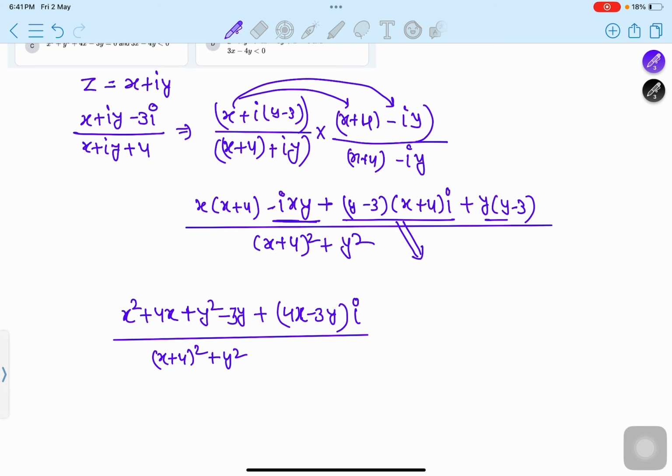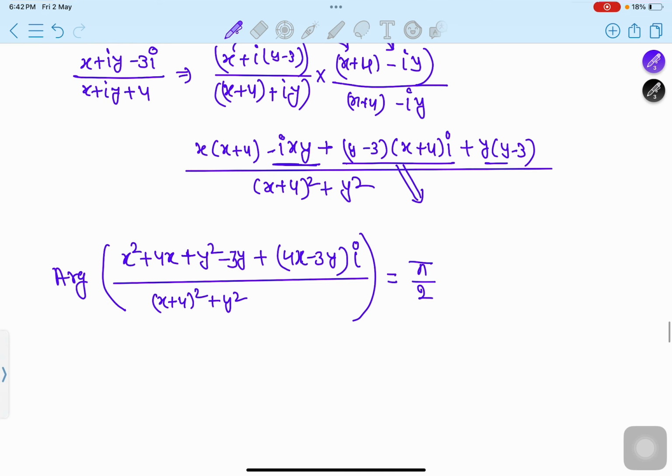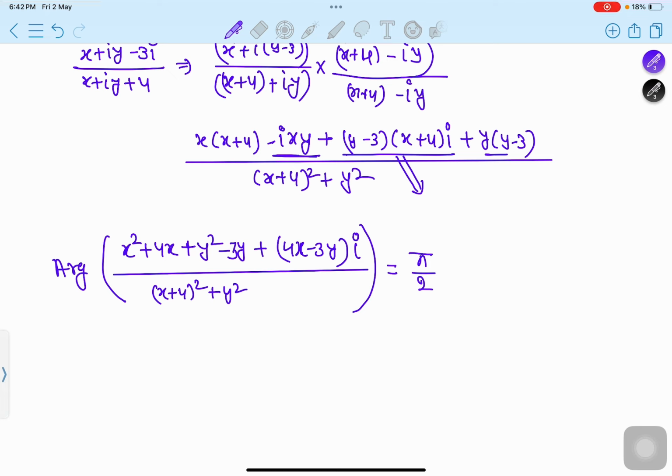Okay, and the argument is pi by 2. Argument of pi by 2 means infinite. Infinite means 1 upon 0 form, right? So 1 upon 0 means the denominator is equal to 0. That's why the argument of pi by 2 is infinite: the denominator is equal to 0, right?